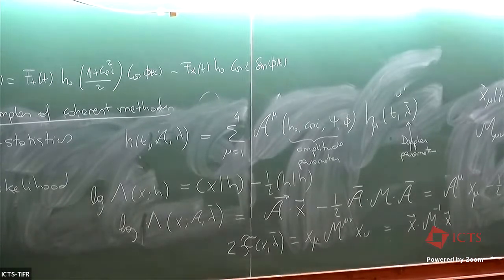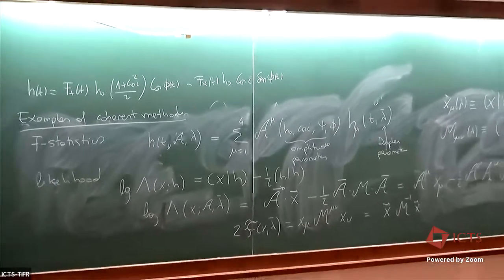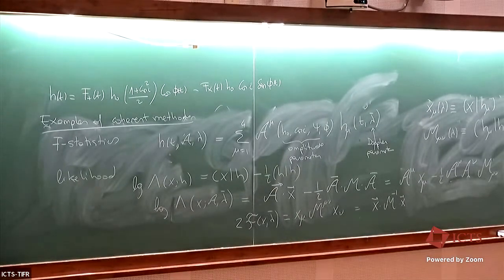Exactly, these are the Doppler parameters. So these have been the amplitude parameters, and these are the Doppler parameters. It's like these are the extrinsic and these are the intrinsic parameters. The ones that we have to search for and the ones that we can just get for free by analytically maximizing them. So basically these are the ones that we have to worry about.